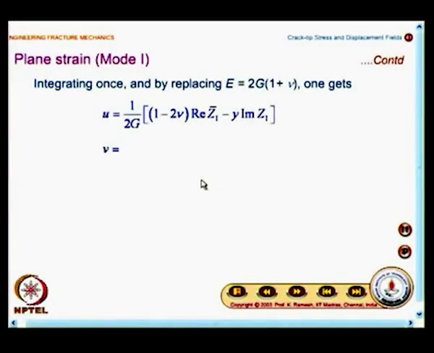And while developing the plane stress situation, we have looked at how the integration constants can go to 0. So, we take advantage of that understanding. I integrate the expressions for strains and get the displacement u as 1 by 2 G into [(1 minus 2 nu) multiplied by real part of z1 bar minus y imaginary part of z1].